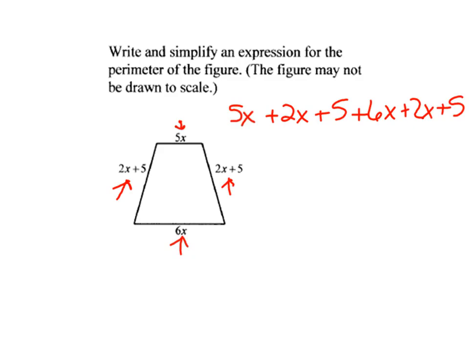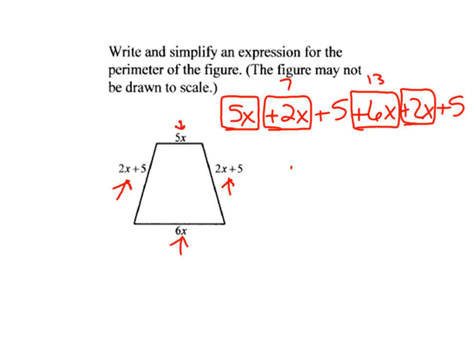Now I know the distance didn't have just a single number, it had x's, but that's okay. We can still add the distance around. Now we just simply combine like terms. So I have 5x plus 2x plus 6x plus 2x, and I can combine all those because they're like terms. So 5 plus 2 is 7, 7 plus 6 is 13, and 13 plus 2 is 15, so that gives me 15x. Then I can combine my constants because those are like terms because they don't have x's, and 5 plus 5 is 10. So hopefully now you will be able to combine like terms.